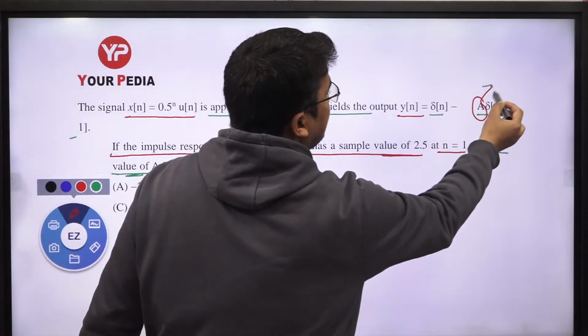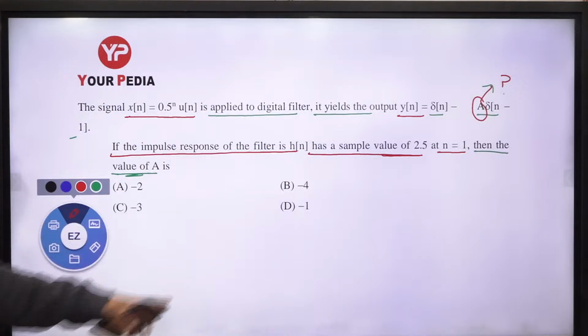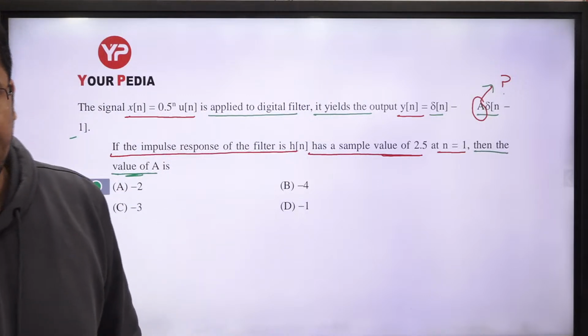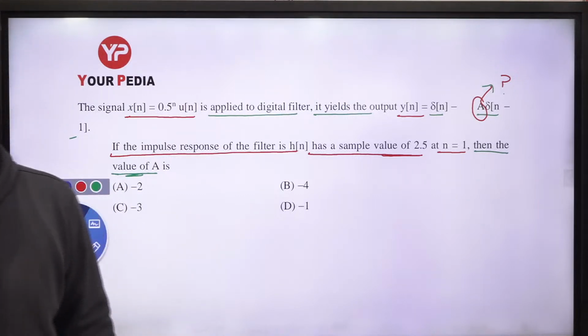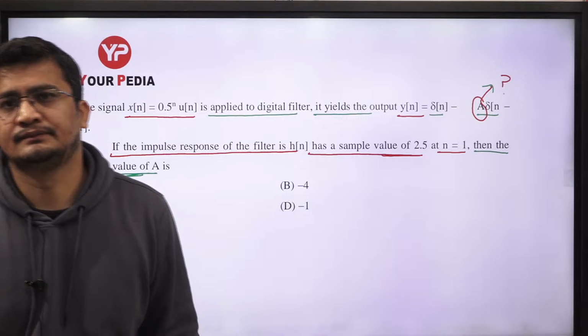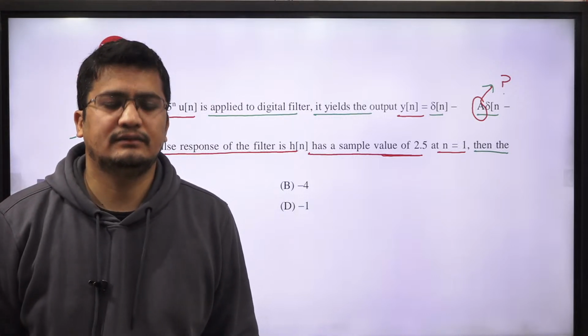Guys, do it fast. What will be the value of this a? Tell me the answer. You have the options -2, -4, -3, -1. Tell me the answer, please. Go ahead, please. Please come up. Tell me the answer, please.